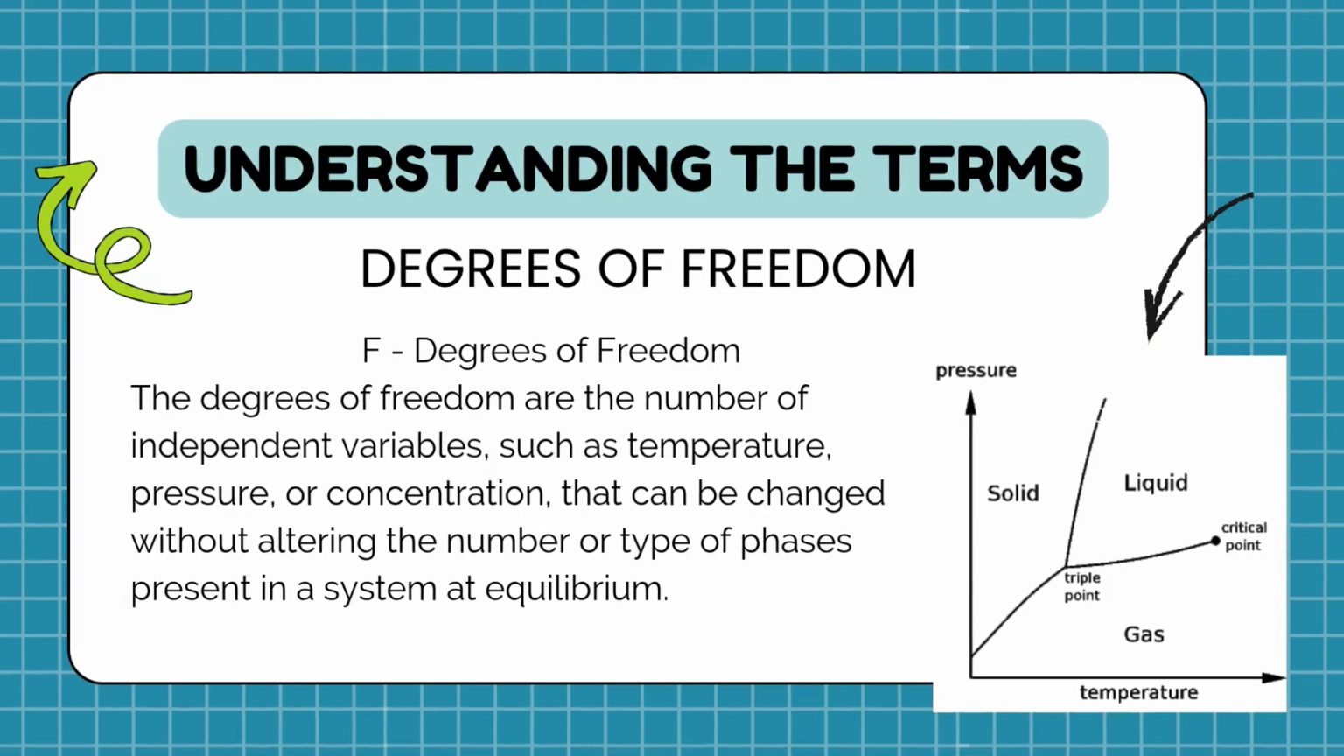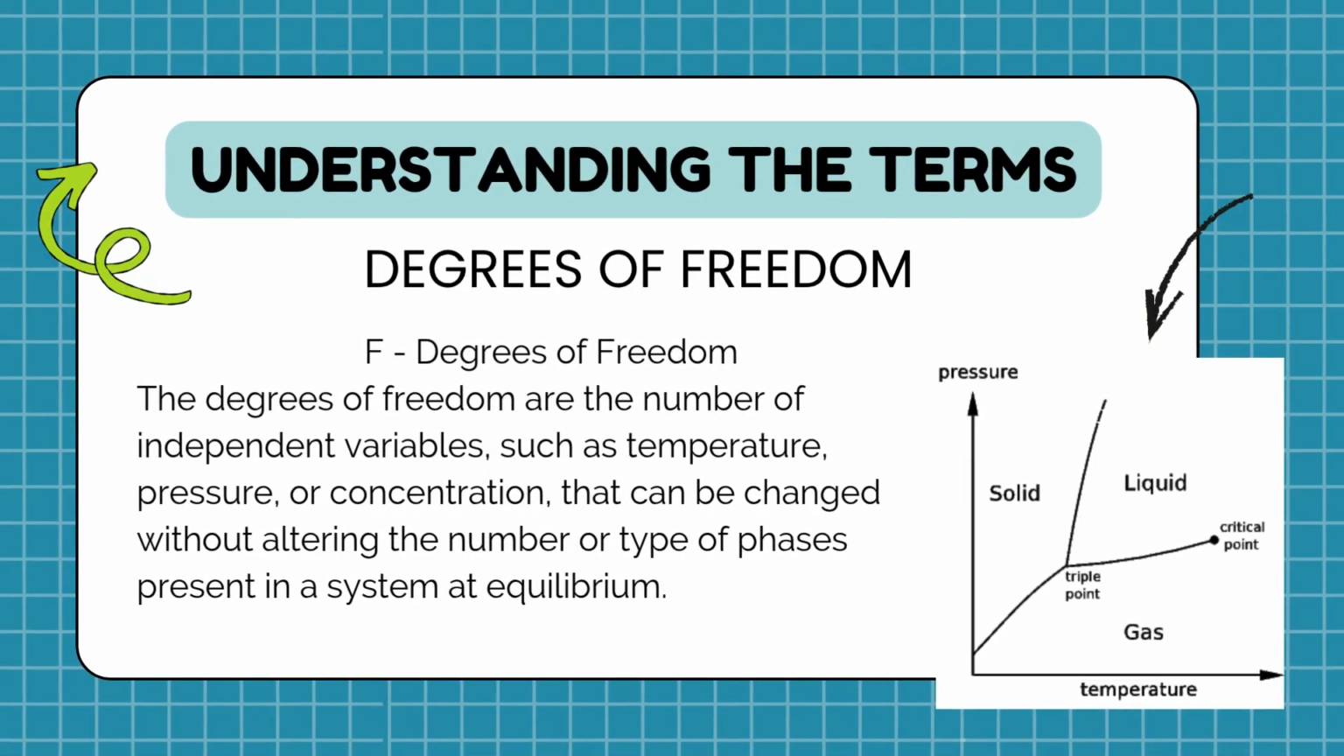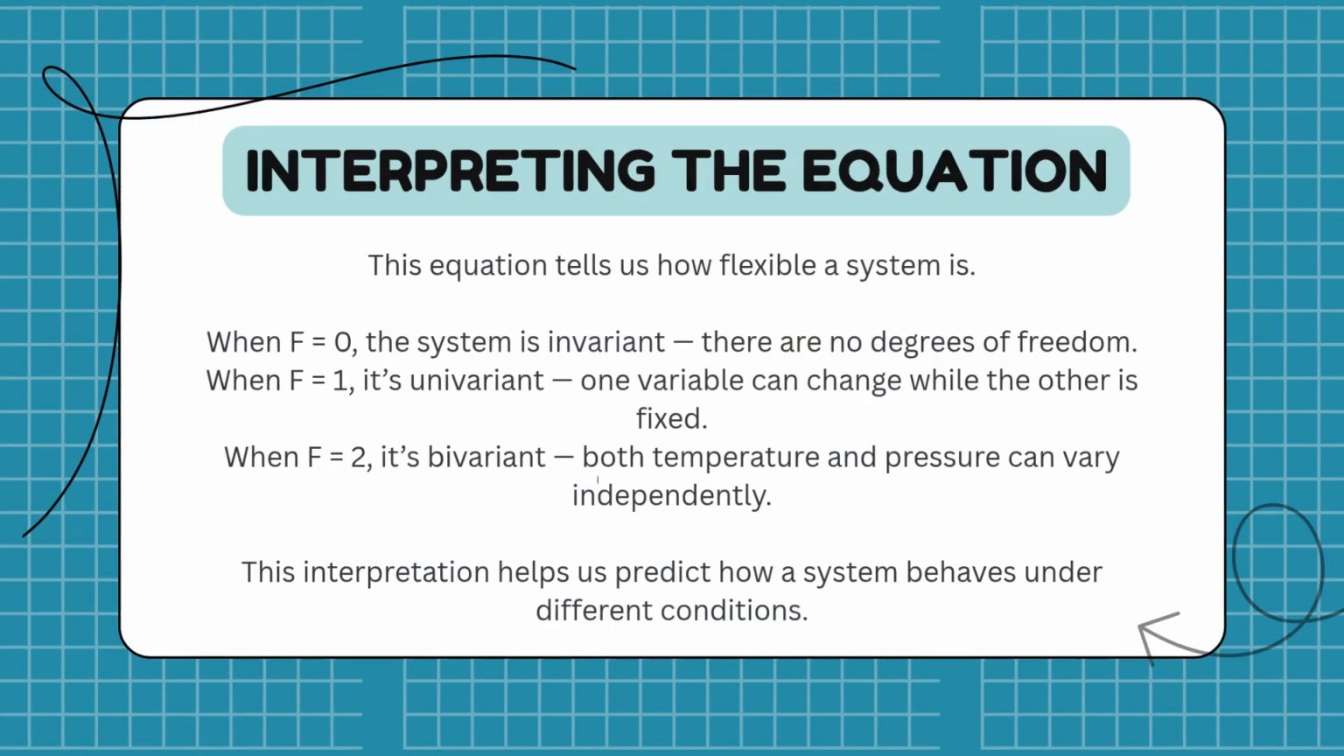Now, finally, we are talking about degrees of freedom. The degrees of freedom are the number of independent variables such as temperature, pressure, or concentration that can be changed without altering the number or types of phases present in a system at equilibrium.